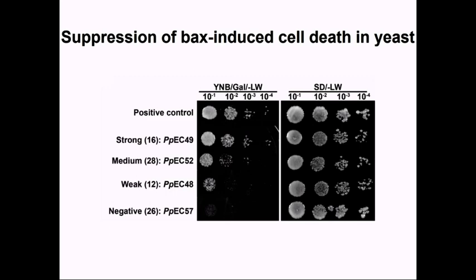Here's a list of the size distribution of the yeast cell death suppressors. One thing we saw is that there's a big bias in the ability to suppress cell death towards the smaller PPECs, and many of them have unknown functions when you look at their gene sequences. So I think there's a lot of interesting things to explore with these smaller PPECs that we have no idea, based on homology to other things, what they do.